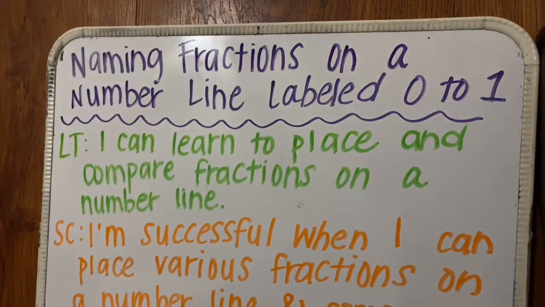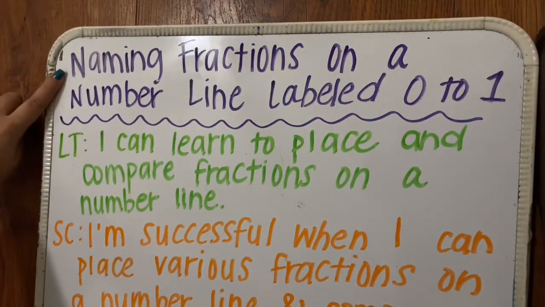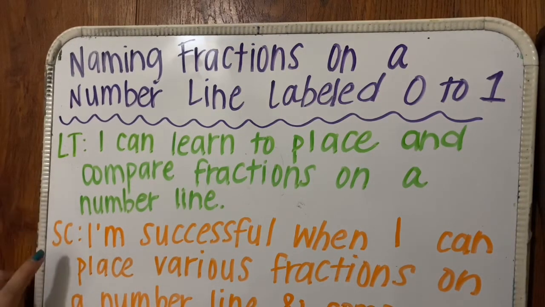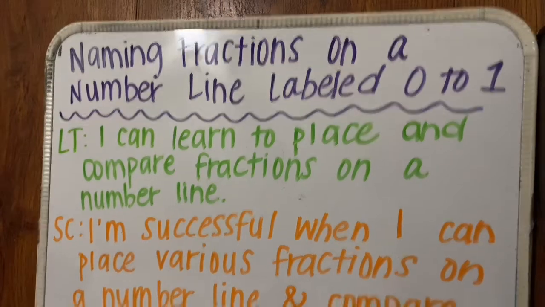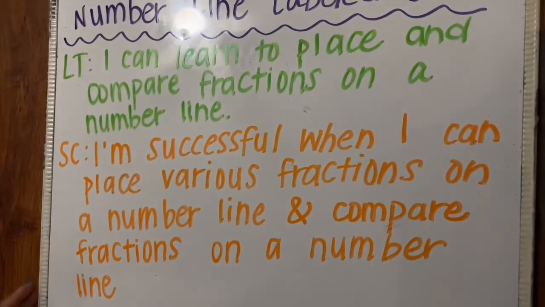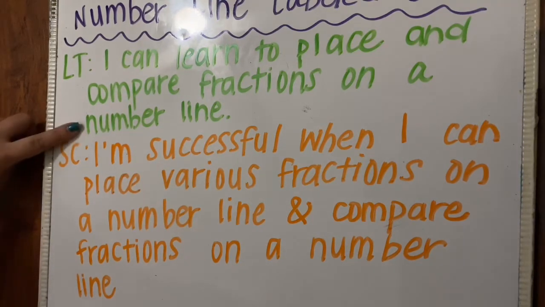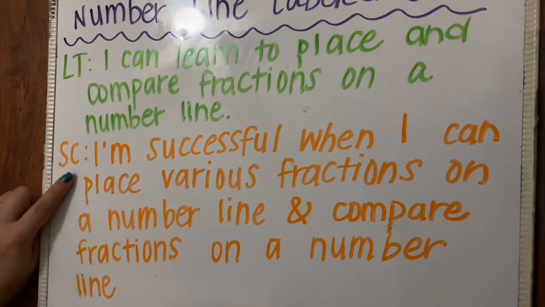It's Miss Lauper, and today we are working with naming fractions on a number line labeled 0 to 1. I have my learning target and success criteria listed out here, and I'll review that really quickly. So our learning target is I can learn to place and compare fractions on a number line. So we're still working with fractions, and instead of partitioning shapes, we're working on our number lines. And then our success criteria is I'm successful when I can place various fractions on a number line.